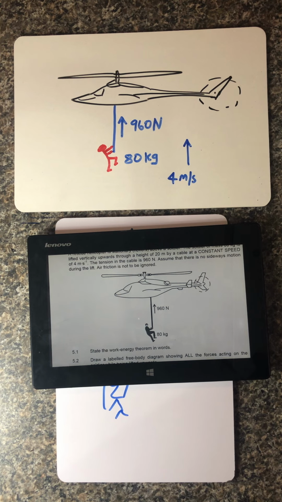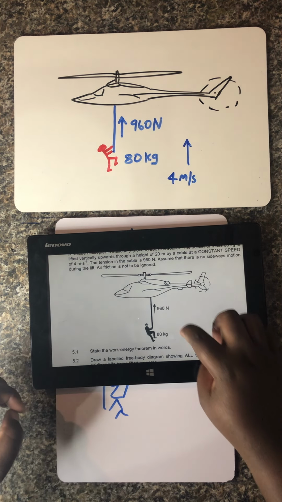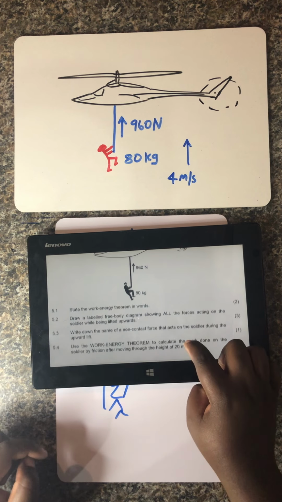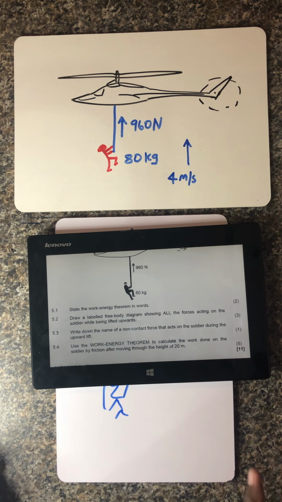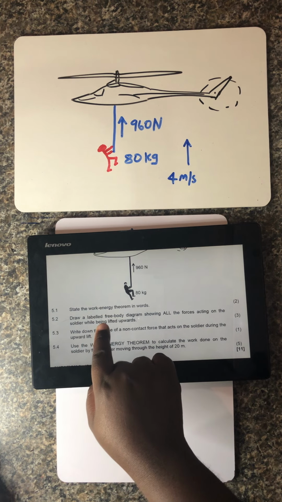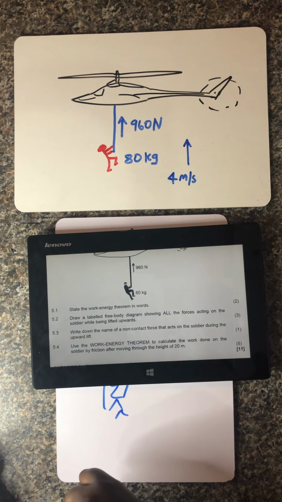Because once you get the free body diagram correct, I can tell you, ladies and gentlemen, your formula is going to be correct, your substitution should be correct. In that way, you will be able to find the correct answers, and in that way you will be able to score maximum marks. So ladies and gentlemen, I'm just going to read through the first question, and the question says, state the work energy theorem in words.